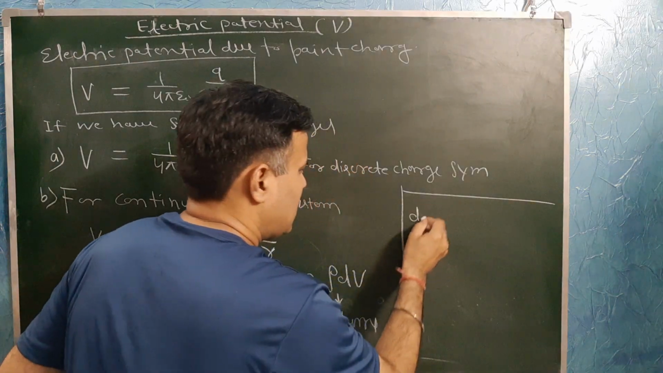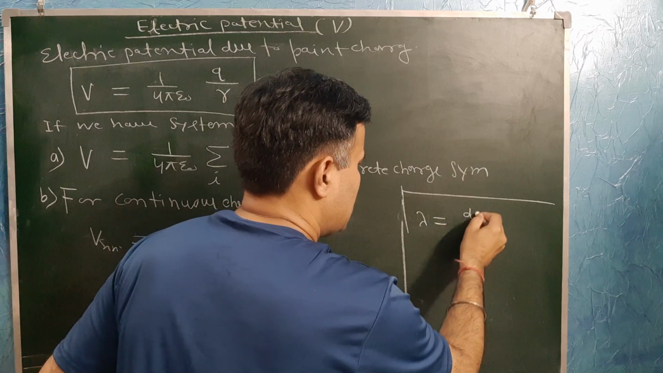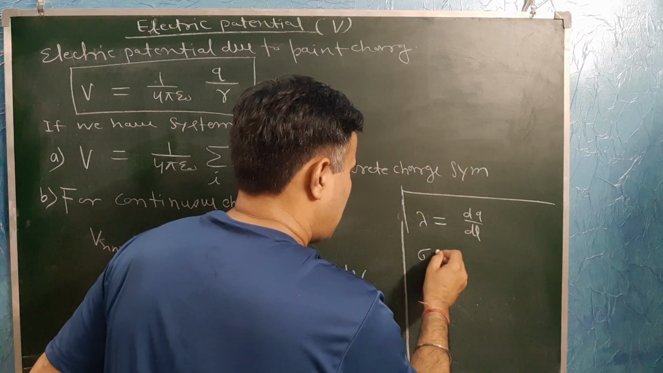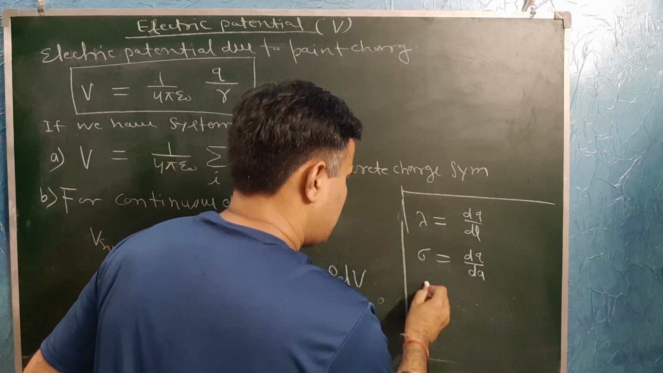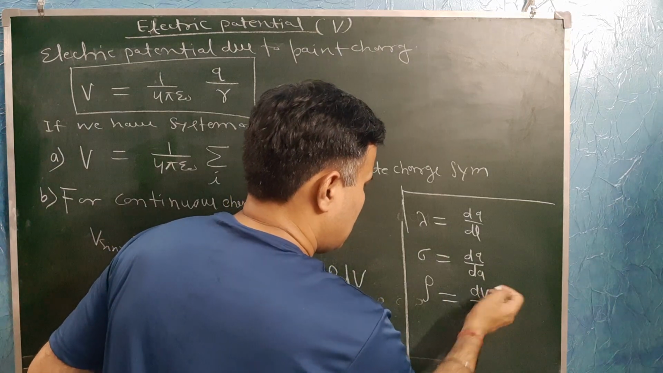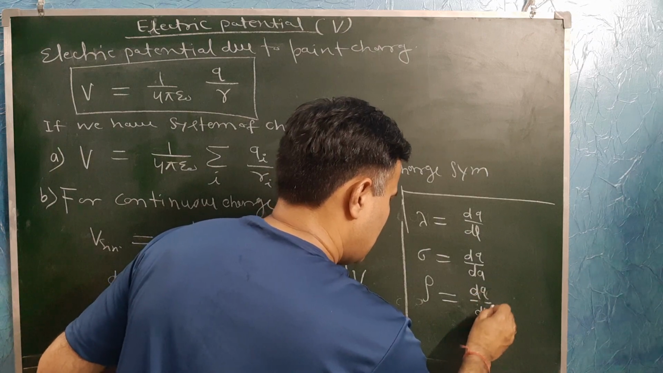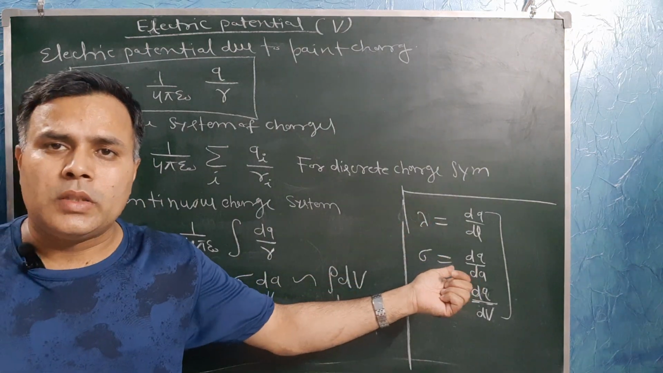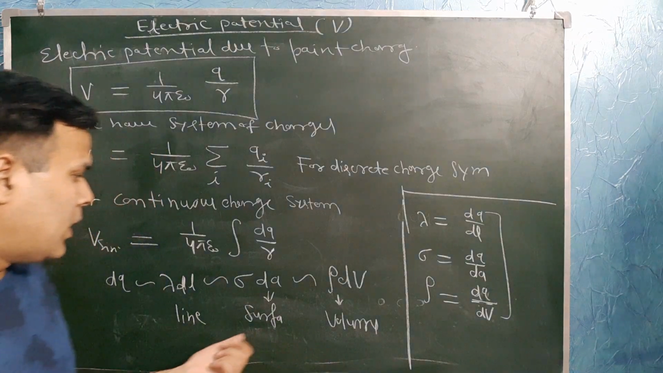So lambda is line charge density, which is dq by dl, and this sigma is surface charge density, which is dq by dA. This volume rho is volume charge density, which is dq by charge per unit volume. So depending upon the situation, for a continuous system, we have three different profiles of force, field and potential.